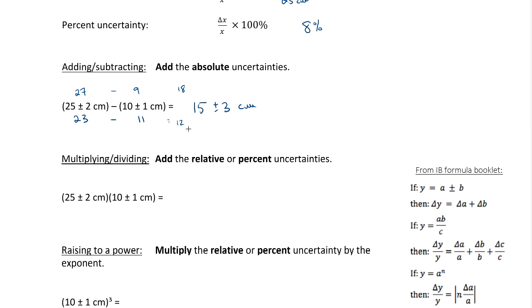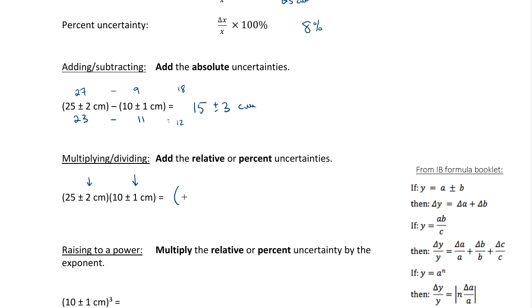So that's adding or subtracting. Quite straightforward. You just take the absolute uncertainties and add them, regardless of whether you're adding or subtracting the overall measurements. With multiplying and dividing, we need to work with the relative or percent uncertainties. So here, if we have 25 plus or minus 2 centimeters multiplied by 10 plus or minus 1 centimeters, we need to convert each of these into relative or percent uncertainties first.